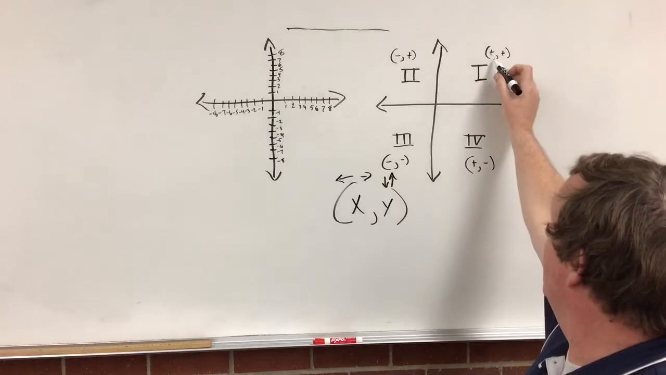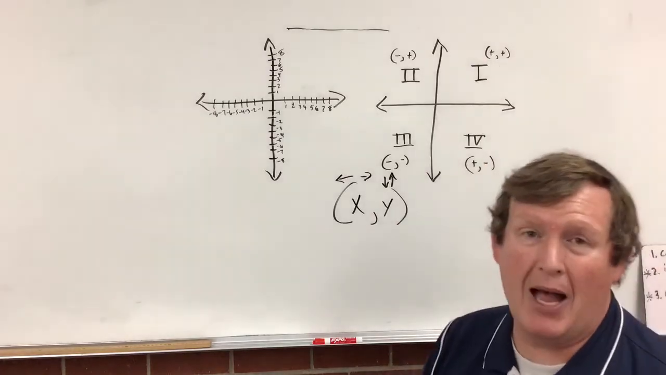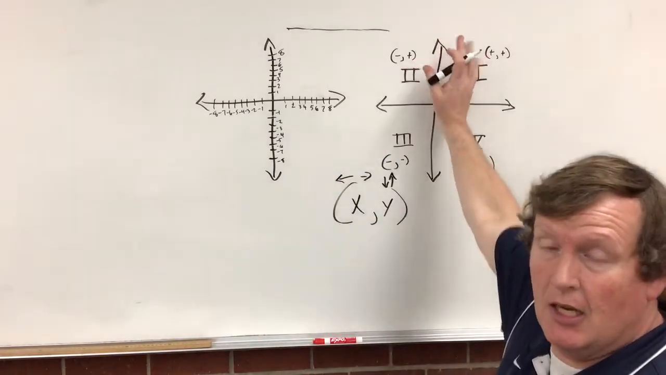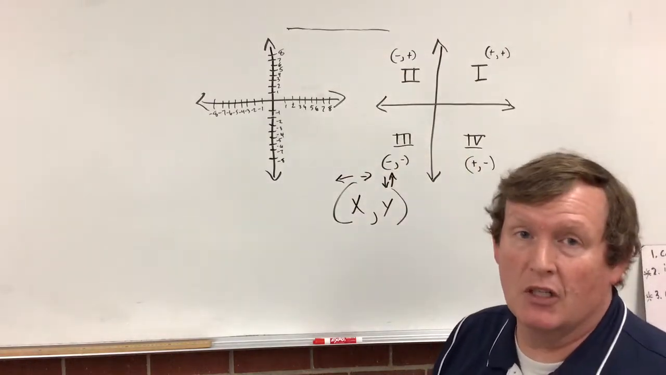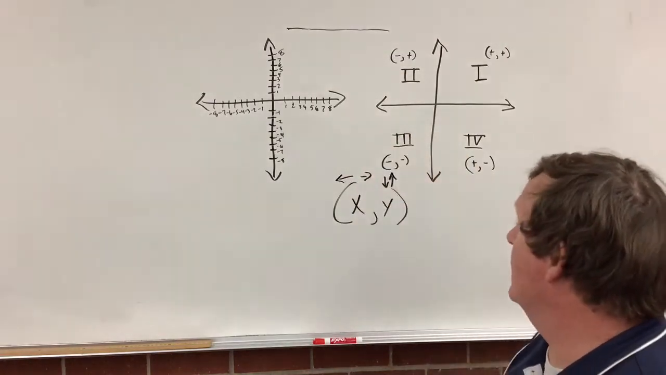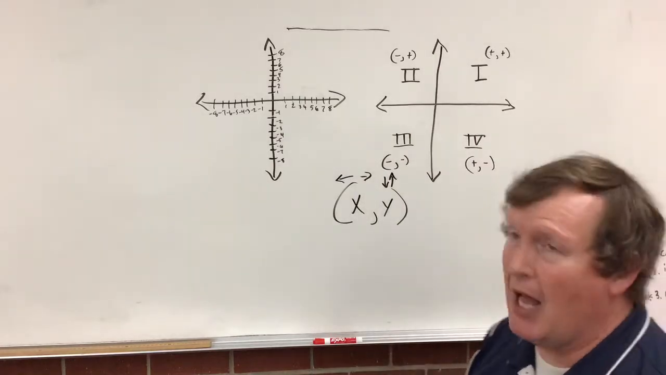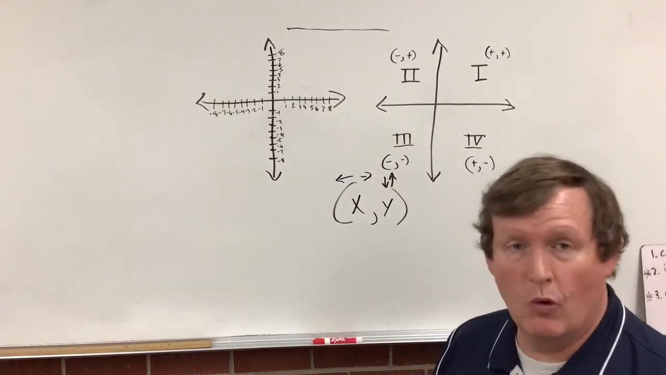And I also put little cues in there. If both numbers are positive, it's in quadrant 1. If the numbers are a negative and a positive, they're in 2. Negative and a negative, they're in 3. And a positive and then a negative, then it's in quadrant 4.